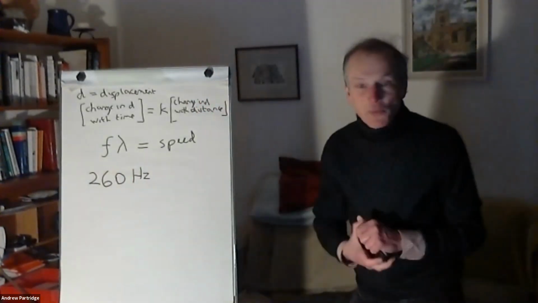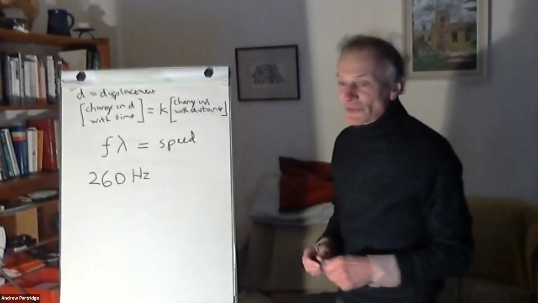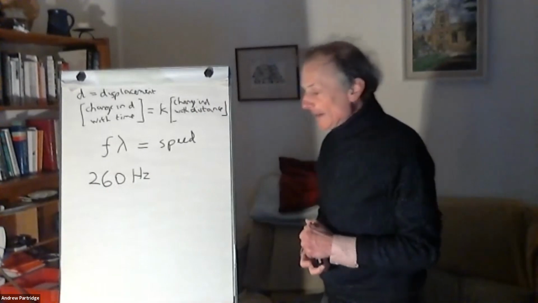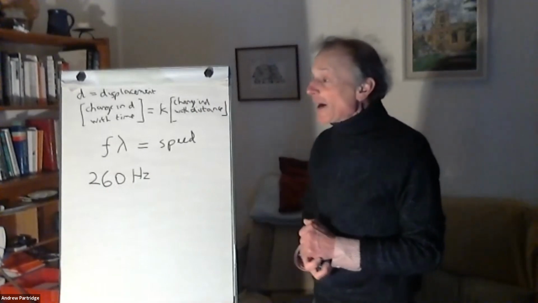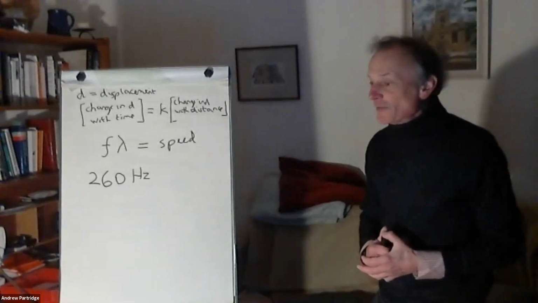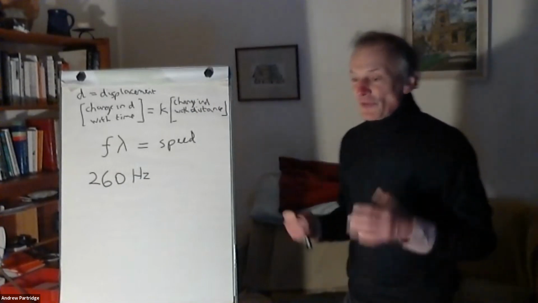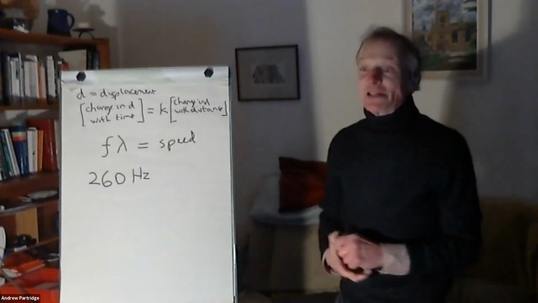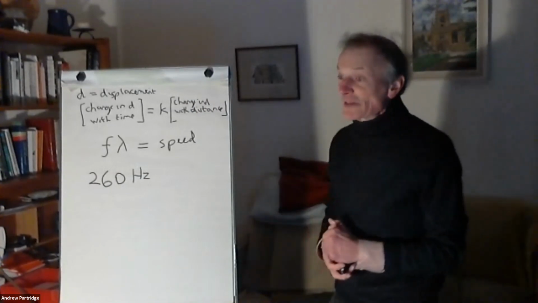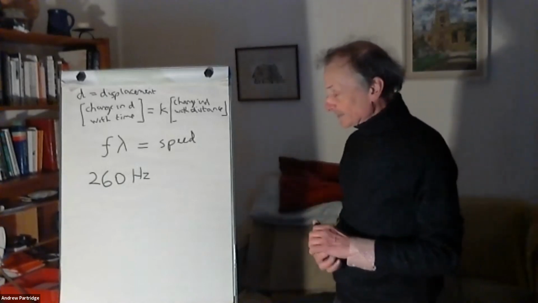I can't actually remember what, but anyway, so middle C is 260 hertz. The C above would be double that. Going up by an octave doubles the frequency. So the note C above middle C is 520-odd hertz. The next one up is 1000 hertz.